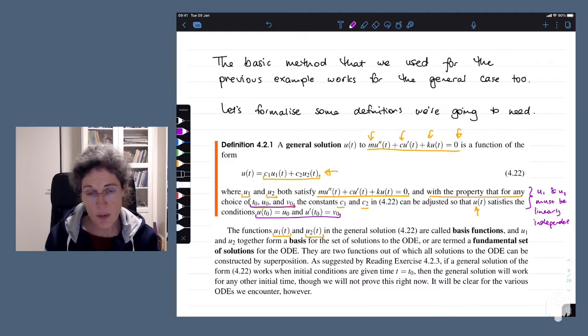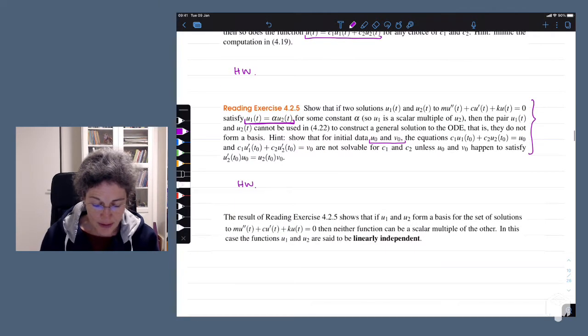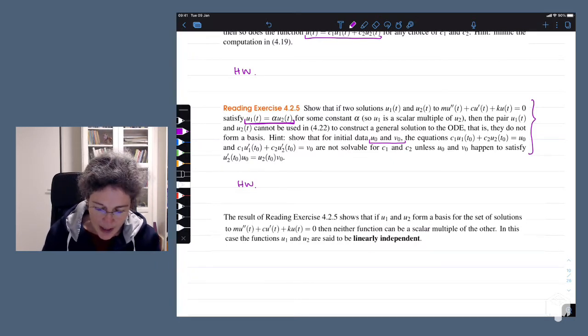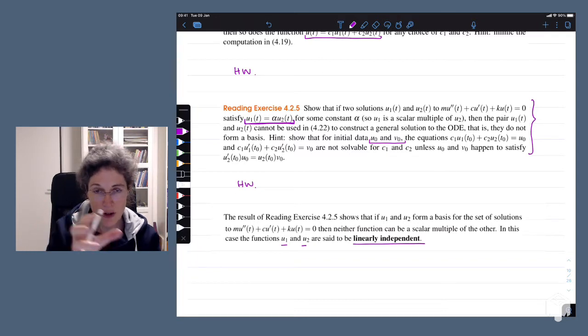So you can actually bring all your intuition from linear algebra in here if you've done any linear algebra. If you haven't done linear algebra, that's fine. What you're going to learn here is that we say that our u1 and our u2 have to be linearly independent. They can't be multiples of each other. If they're linearly independent, then we can put them together in linear combination to give us our general solution.